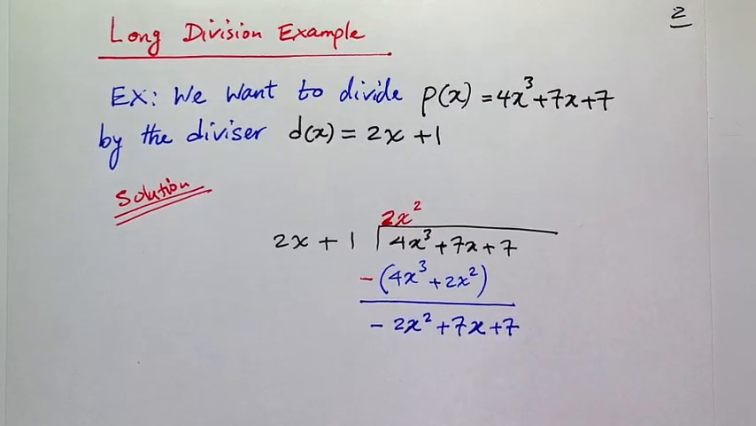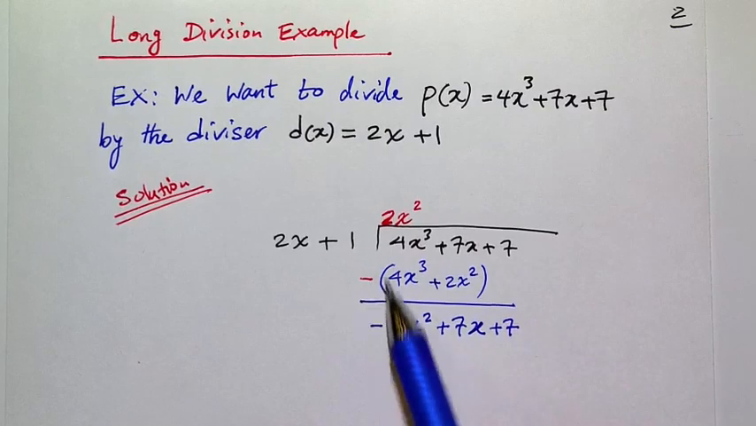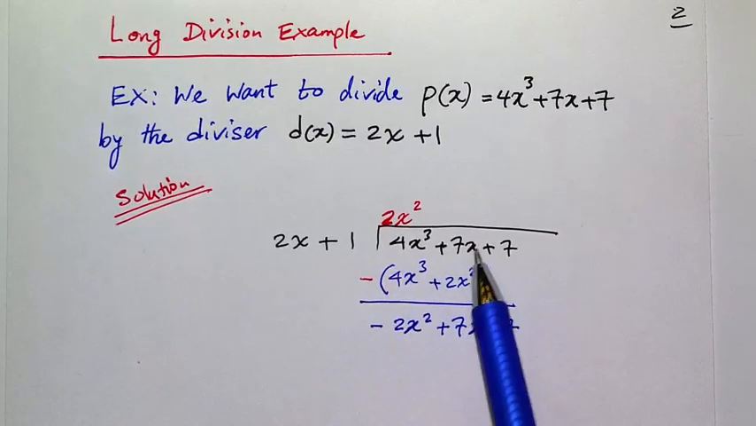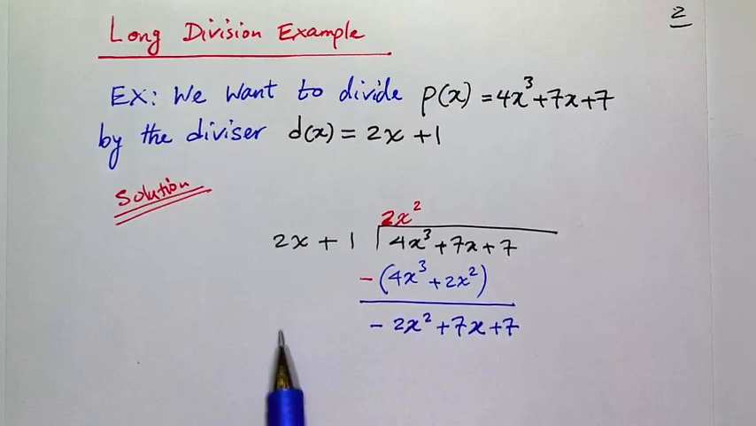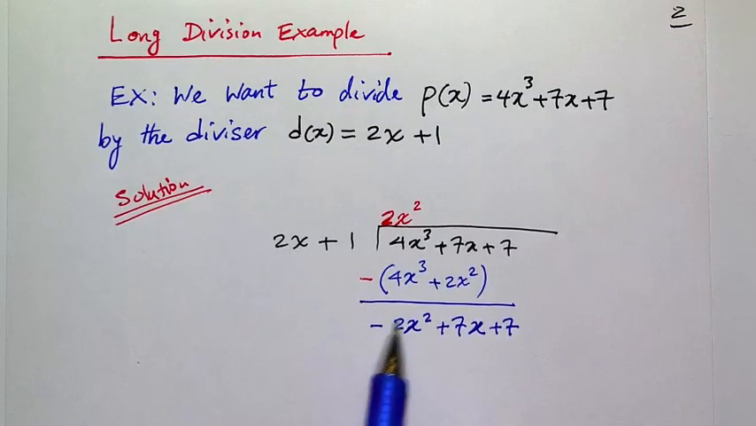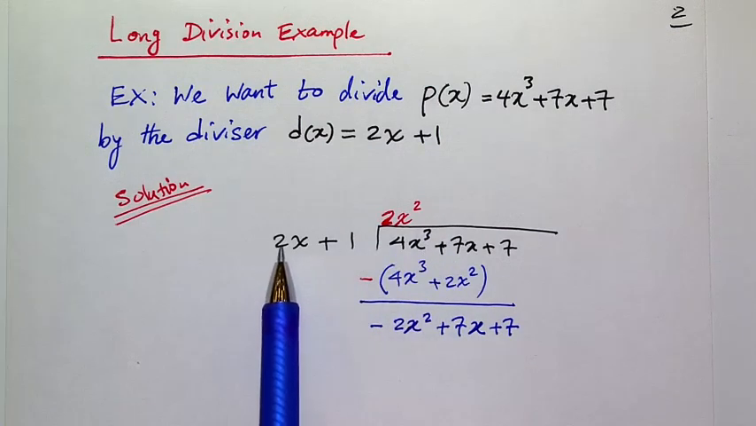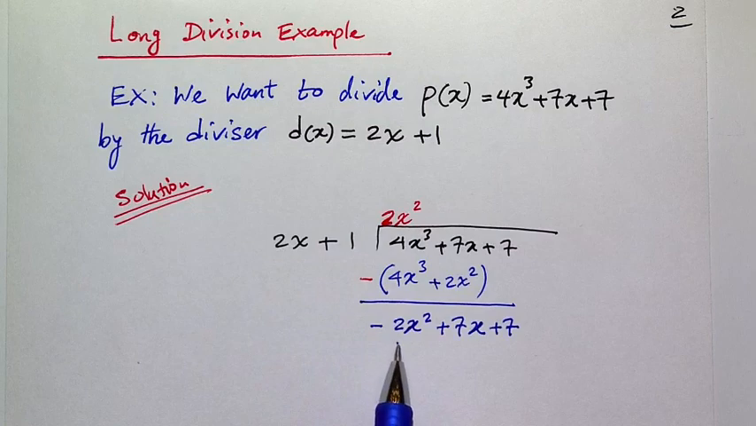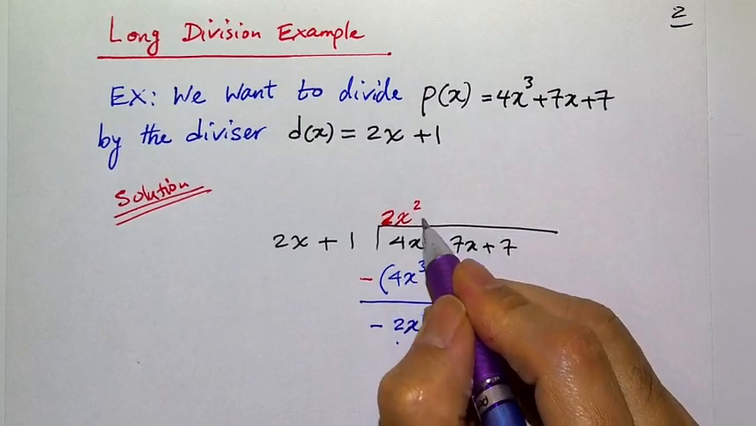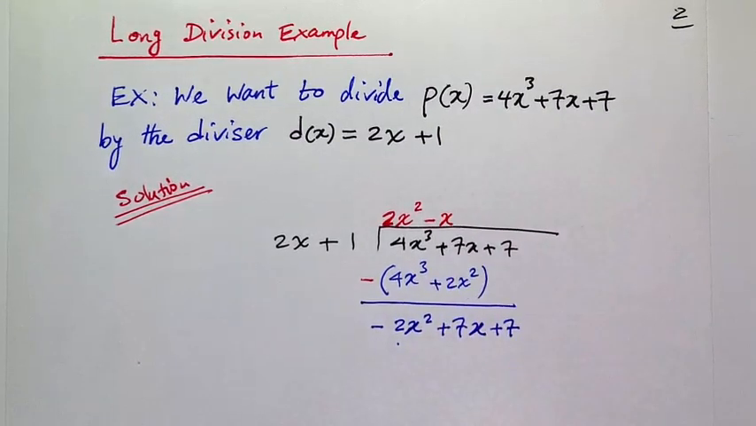Plus 7. Now we repeat what we just did for this polynomial. We look at this first term and that term, and we ask what term can we write up here so that if we multiply it by 2x, we get this first term, minus 2x squared. And clearly that is minus x, right? Minus x times 2x, we get minus 2x squared.